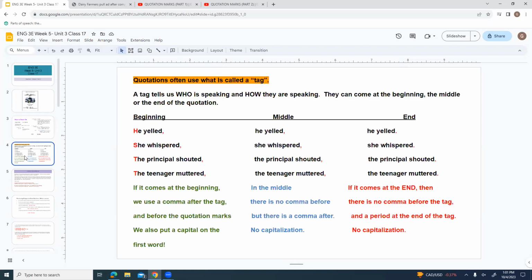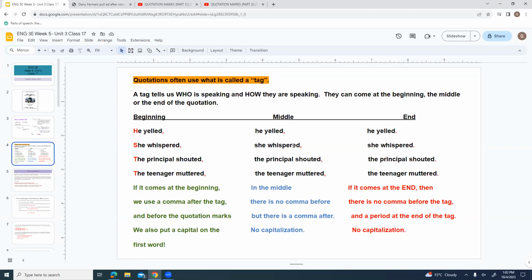Okay, so we wanted to talk a little bit today about quotation marks because they're useful when we're doing our writing and also when we're doing our reading. Quotations often use what's called a tag. A tag tells us who is speaking and how they are speaking. Tags can come at the beginning, in the middle, or at the end of a quotation. If it comes at the beginning, we use a comma after the tag, and before we put the quotation marks, we also put a capital on the first word because it's the beginning of the sentence. So here's an example like, he yelled, comma, she whispered, comma, the principal shouted, comma, the teenager muttered, comma.